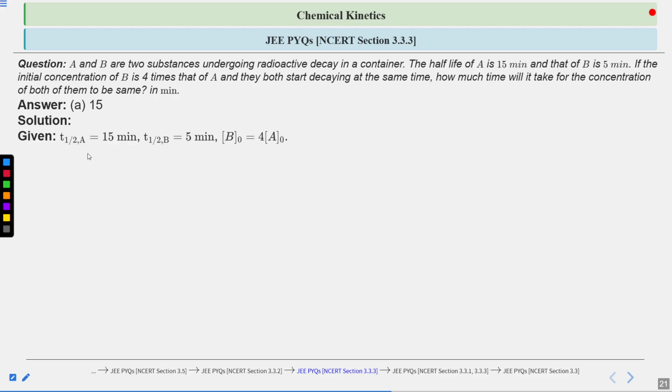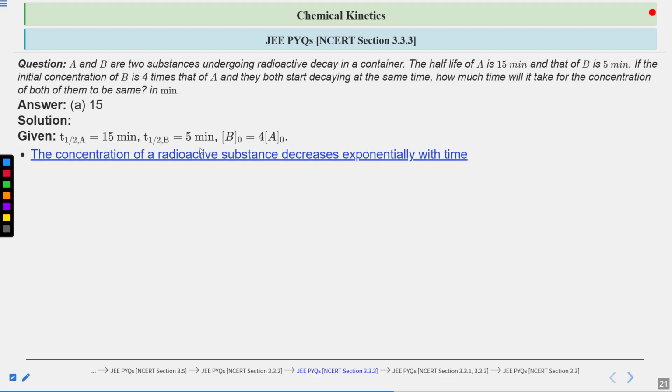First of all, we will see the given values. The half-life of the A component is 15 minutes, and the half-life of B is 5 minutes. It is also given that B naught, the initial concentration of B, is 4 times the initial concentration of A. The concentration of a radioactive substance decreases exponentially with time. We will use this concept here.